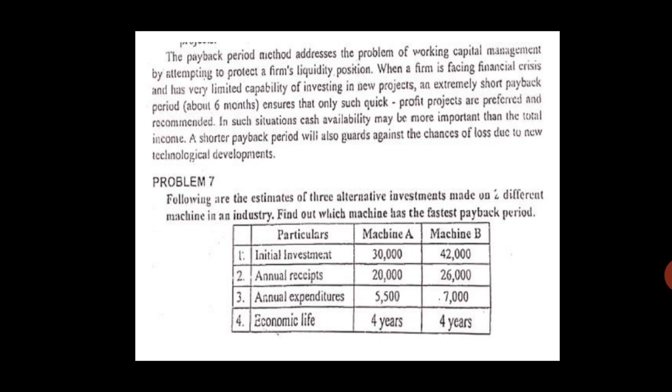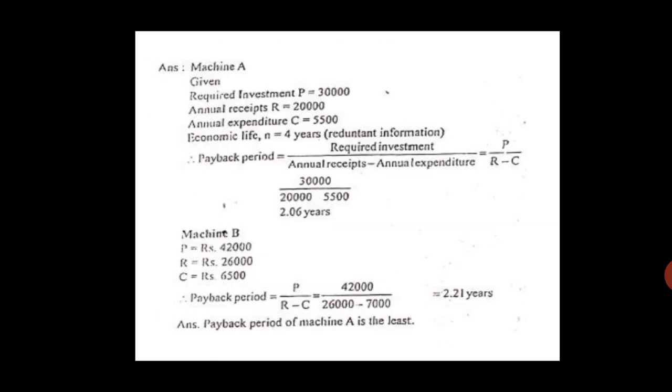The annual expenditure for machine A is 5,500 rupees and machine B is 7,000 rupees. And the economic life of both the machines is 4 years. Now we have to find out which has the faster payback. So let us calculate for machine A. Initial investment is 30,000 rupees, annual receipts is 20,000 rupees, annual expenditure is 5,500 rupees. The life is not important because we are not going to use that information, and even if the interest rate is given, that is also redundant information which is not required for calculation.